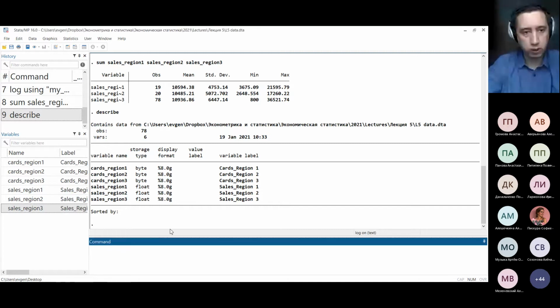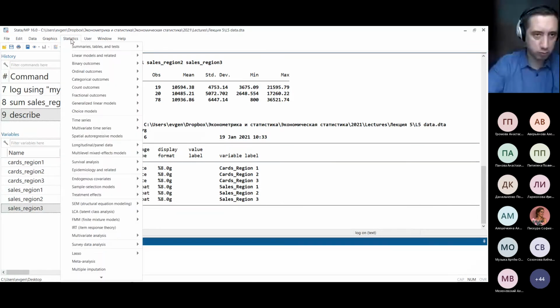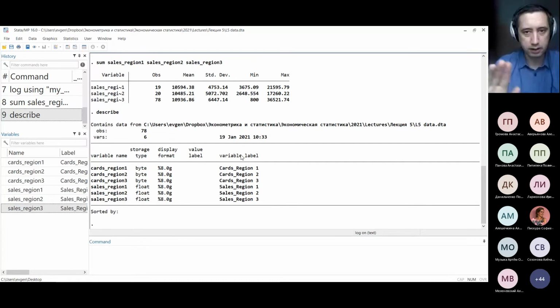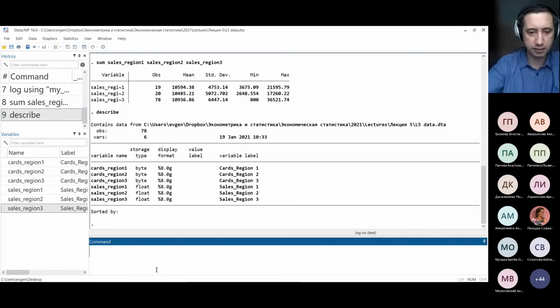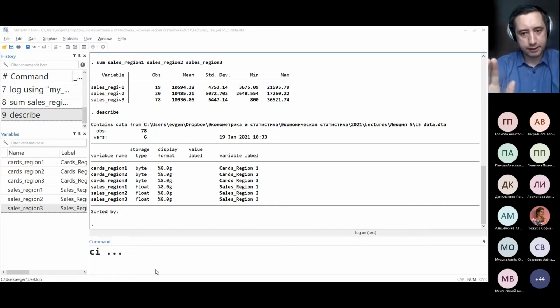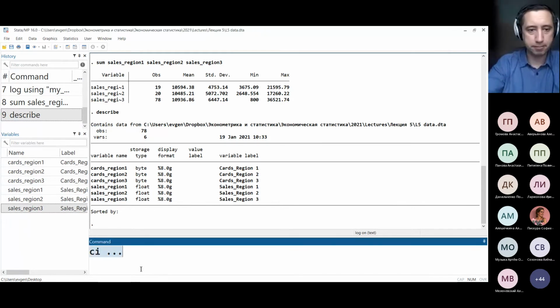Next, what about confidence intervals? To calculate confidence intervals, there are two ways. First way, the manual way: you go somewhere, click something, and do something. Another way, we can use the command line. We have to type something like that and so on. Let's learn both ways. Way number one, the manual way. No, way number zero, help.